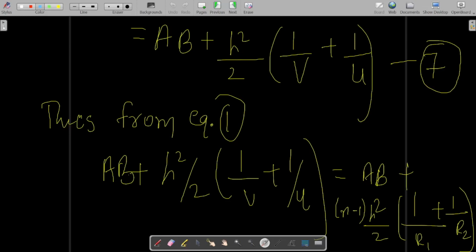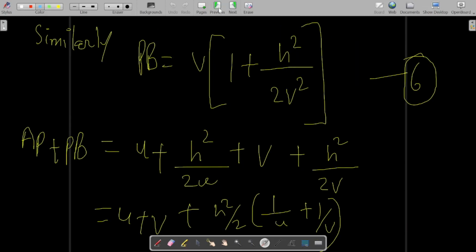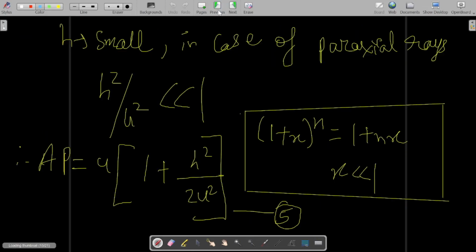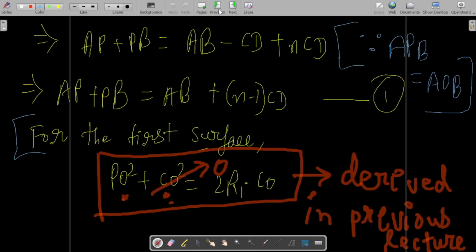Thus from equation 1, what will happen? Have a look at equation 1. AP plus PB value is this. What is this equation 7? This is basically your AP plus PB value, right? AP plus PB is equal to this much. So what is your equation 1? Let's have a look at it. This was your equation 1.